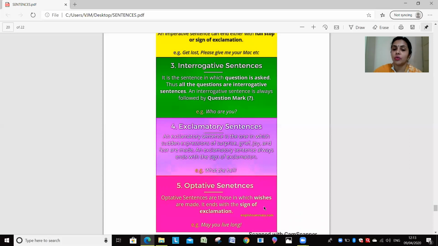Optative sentences. Optative sentences are those in which wishes are made or praying is done. For example, may you live long. As I told you, may you live long, best of luck, all the best. May you have a good life. May you get everything, all the happiness and the health in your life. May you have a great year ahead. In this way, when we are using such sentences, we are using optative sentences.